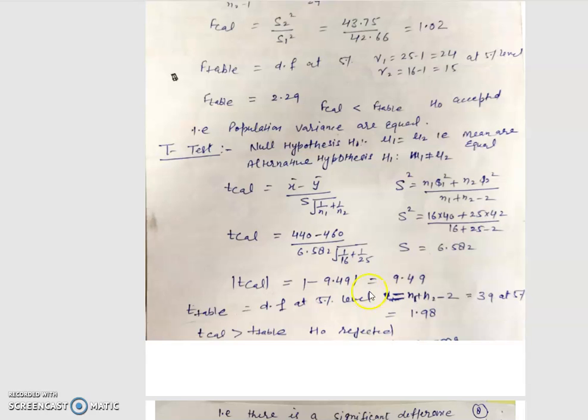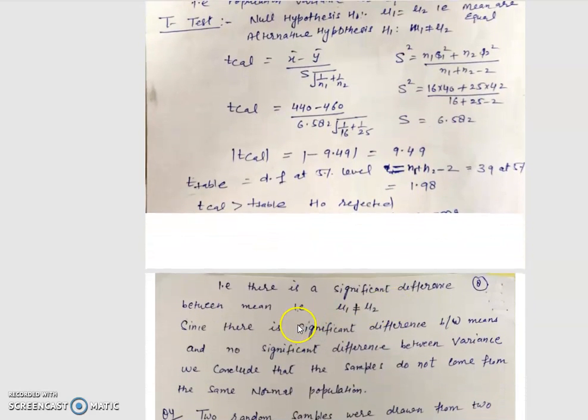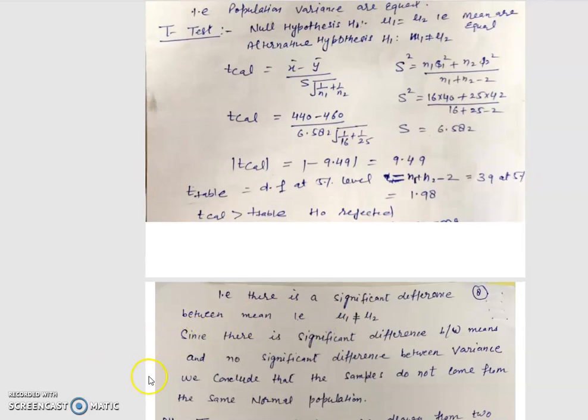Now the T table value, with degrees of freedom n1 plus n2 minus 2 at 5%, is 1.98. Here the value of T calculate is greater than the T table value, therefore H naught is rejected. T calculate is 9.49, the T table value is 1.98, so H naught is rejected. What is the significance of H naught rejected? It means since there is a significant difference between means and no significant difference between variances, we conclude that the samples do not come from the same normal population.